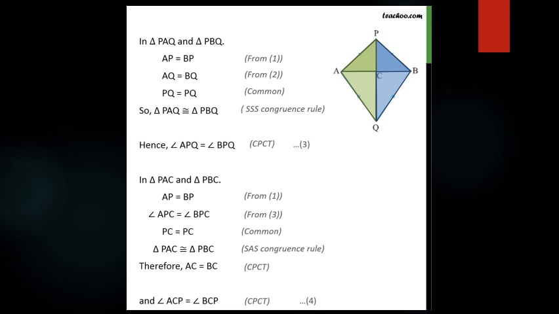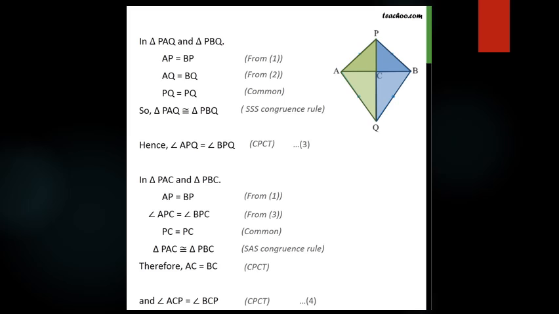Once we have shown the congruence, what can we say about the angles? We can say that APQ and BPQ are equal to each other by CPCT. Now I have marked this as the third equation because we will need it later on again.